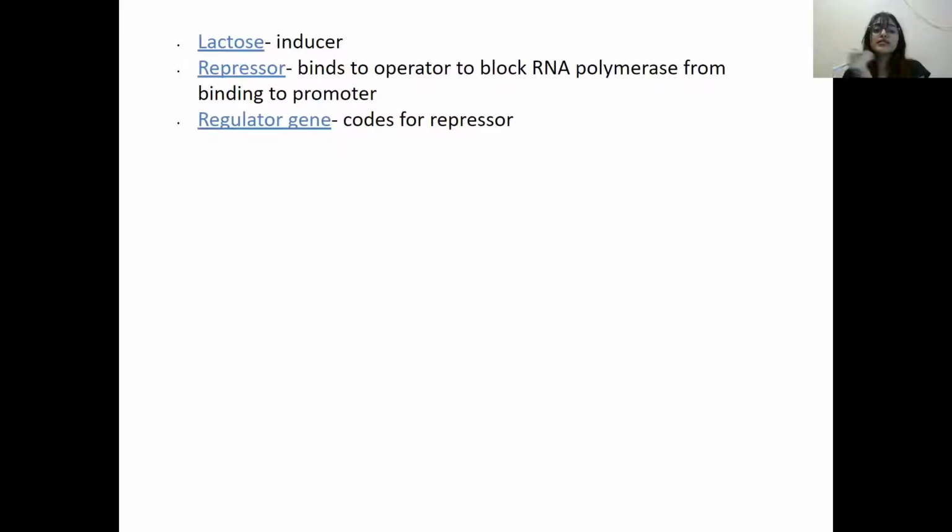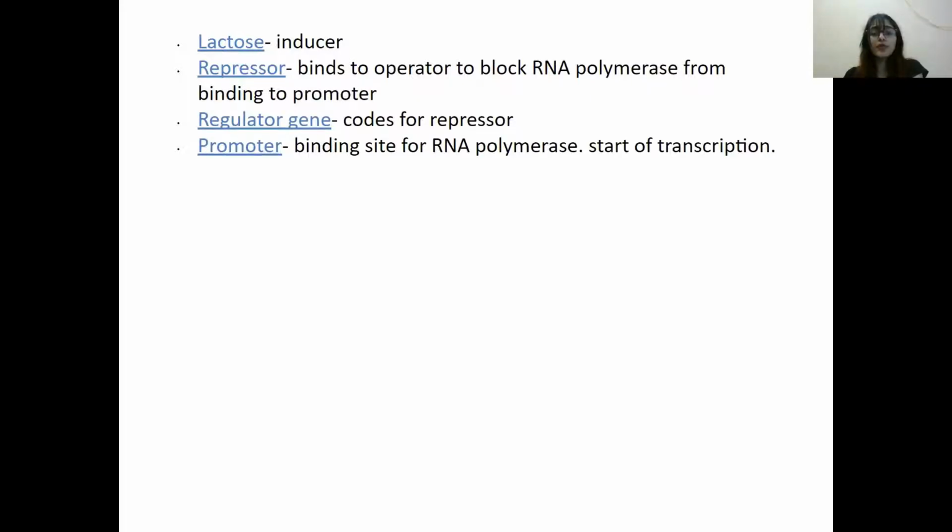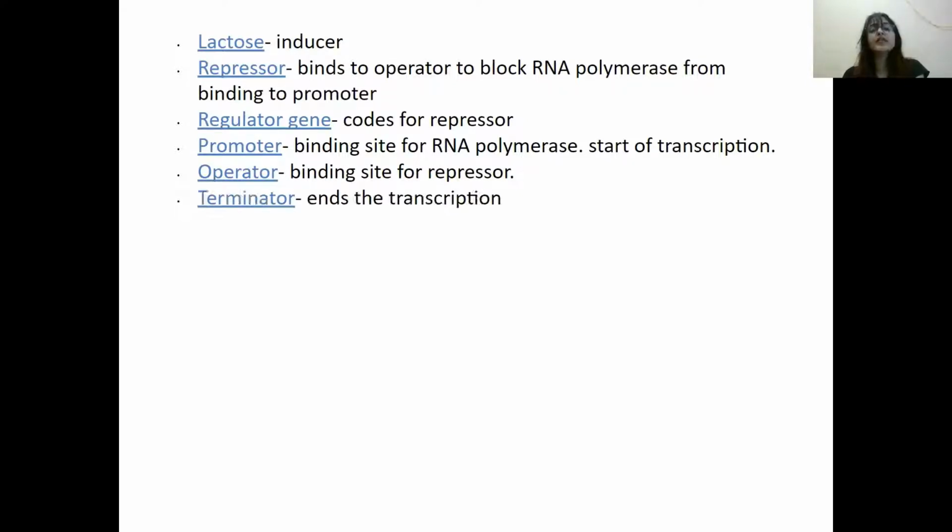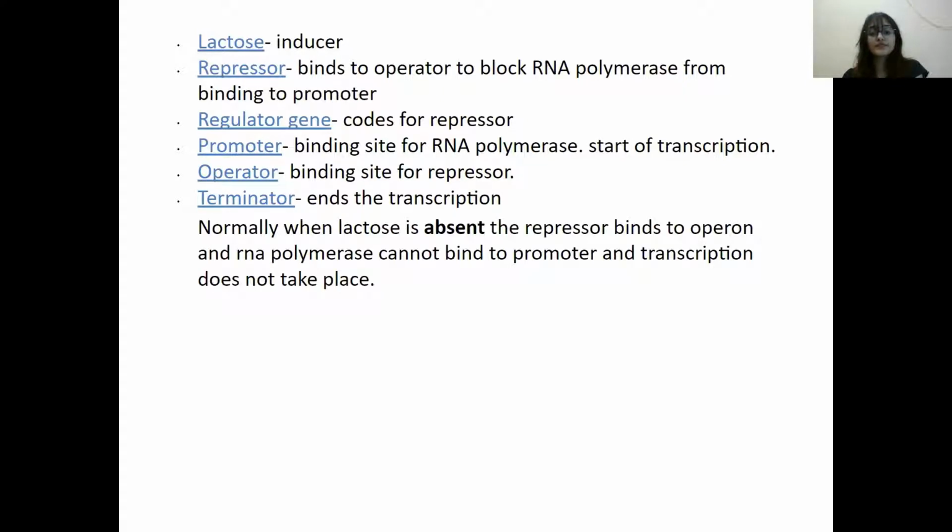The gene producing the repressor is called the regulator gene. Promoter is the binding site of RNA polymerase, whose function is the start of transcription, and operator is the binding site of the repressor. Terminator, as the name itself tells, ends the transcription.